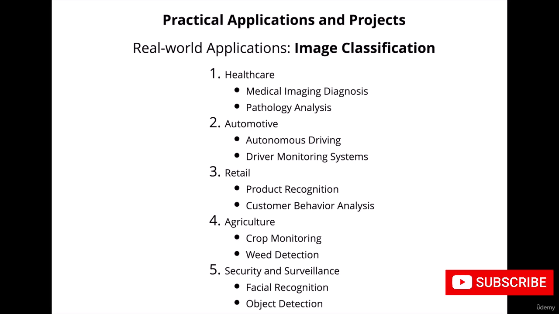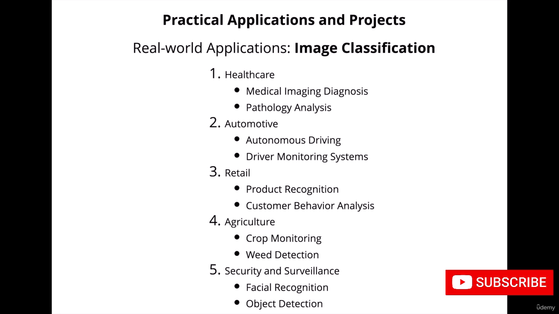The second industry that we want to look at is automotive, and here we'll discuss two different ones. One is autonomous driving, and second one is driver monitoring systems. In autonomous driving, image classification plays a crucial role in autonomous vehicles for object detection and recognition, lane detection, traffic sign recognition, pedestrian detection, and obstacle avoidance. Deep learning models analyze camera images and sensor data to interpret the surrounding environment and make real-time driving decisions.